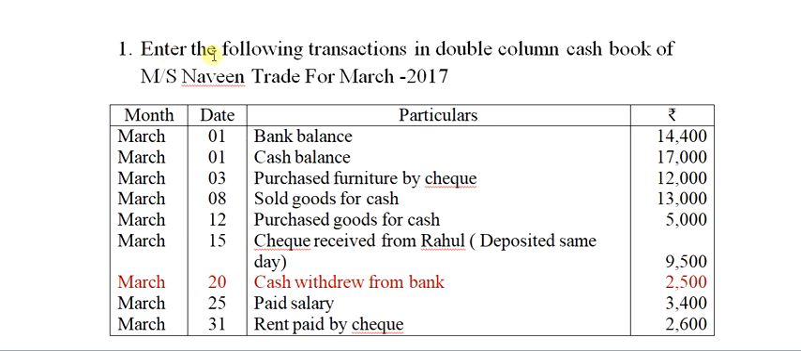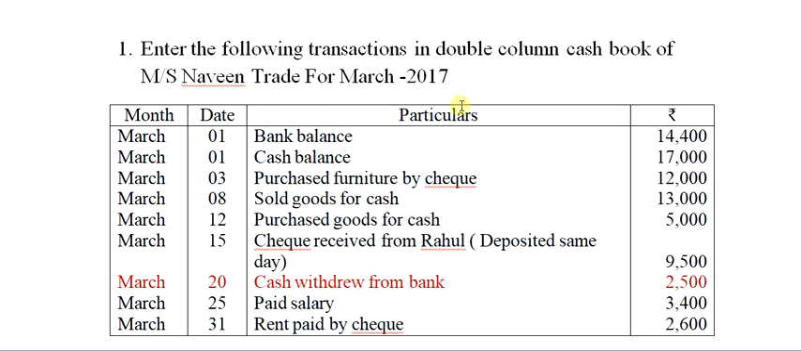Now see the first problem. Under the double column cash book, on page 4.8, you can notice that PU board questions have been given in part A. Under that, the first question: enter the following transactions in the double column cash book of Messrs. Naveen Trades for March 2017. For March 2017, we need to prepare which cash book? The double column cash book. My dear students, don't be confused here. Double column means one more column is extra here. Contra entries will be coming. Whatever rules we followed for the simple cash book, the similar solution we can follow here.